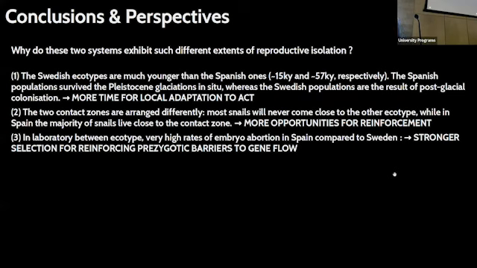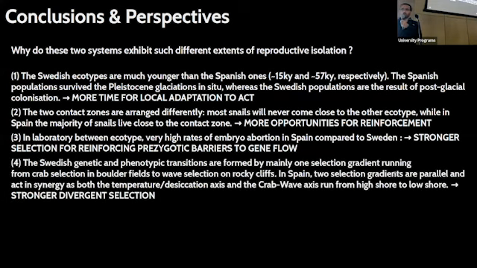Another thing is that we can breed those snails and do some crazy crossings between them. And there've been crossings between Swedish ecotypes and between Spanish ecotypes, and there is a way higher abortion rate when you cross the crab ecotype and the wave ecotype in Sweden, and that creates a selective pressure for the reinforcement of pre-zygotic barriers to gene flow. That can be one thing.